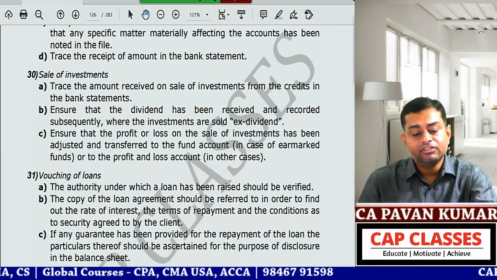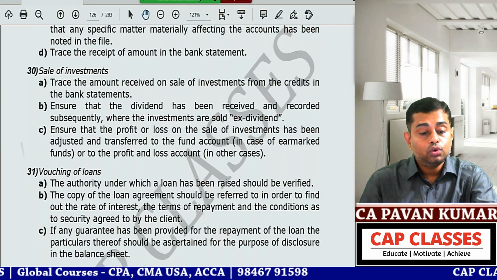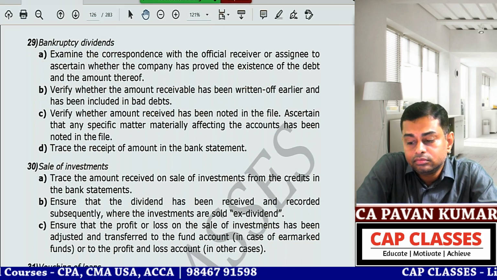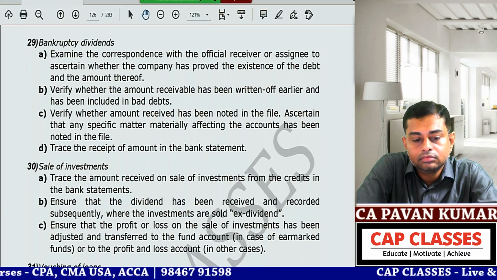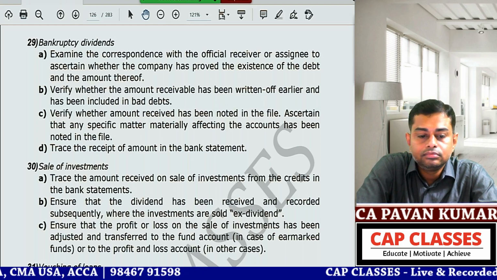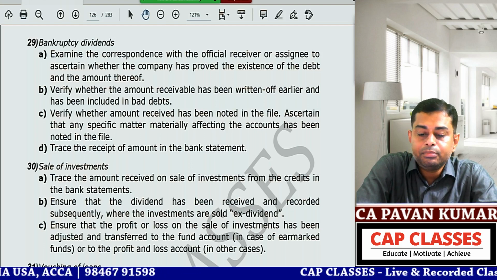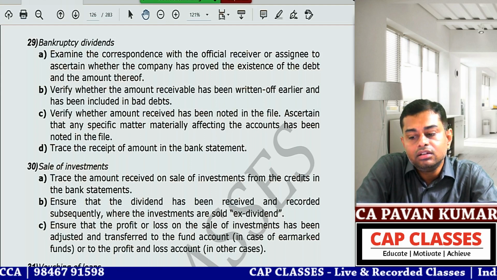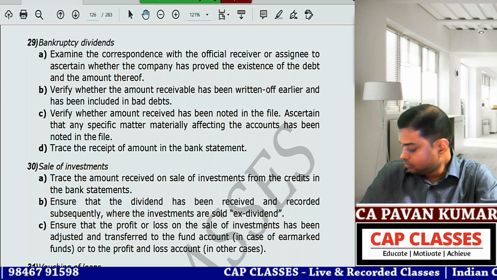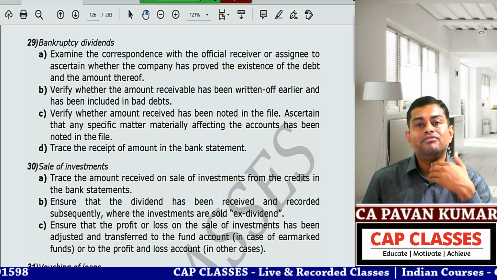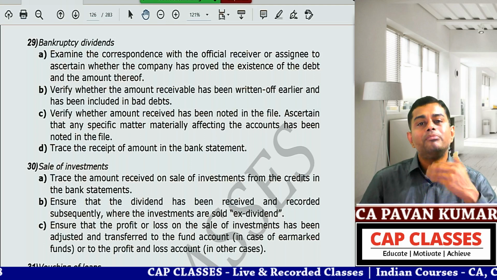Bankruptcy dividend, sale of investments. So, bankruptcy dividend. What is the meaning of bankruptcy dividend, ma? Hello, madam. Sir, no idea. Remaining people, hello. Can someone tell me what is the meaning of bankruptcy dividend? It means you sold goods to one person or you have given a loan to one person. He turned out to be bankrupt.